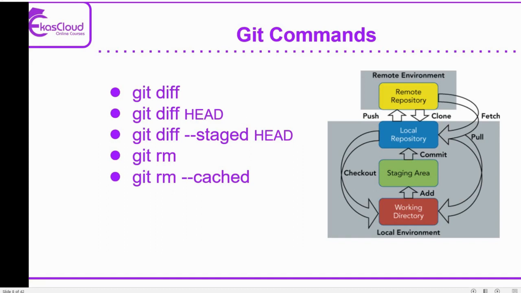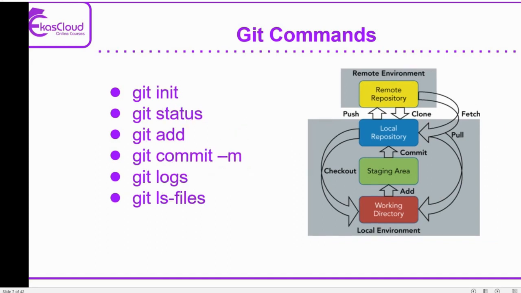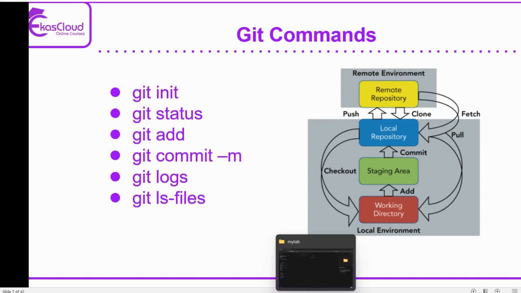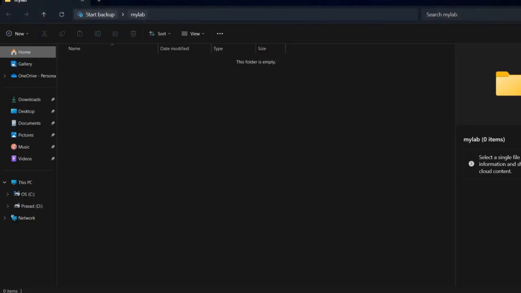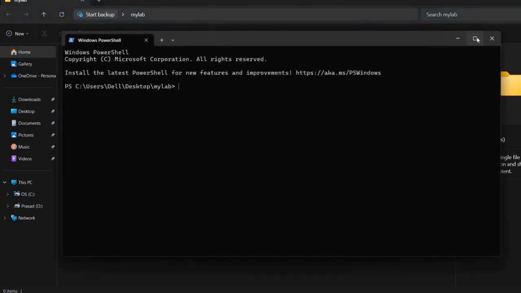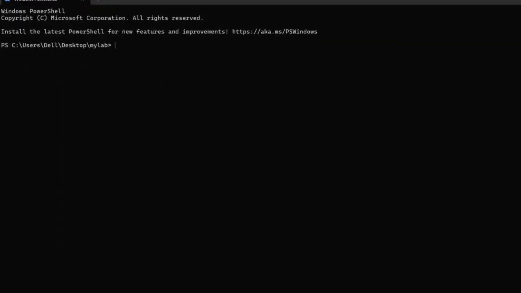Let's go to the working directory. I already created the working directory here, so this is the empty folder I created. I open the terminal. First, we check the Git version. You can see we have Git version 2.44.0 Windows.1.